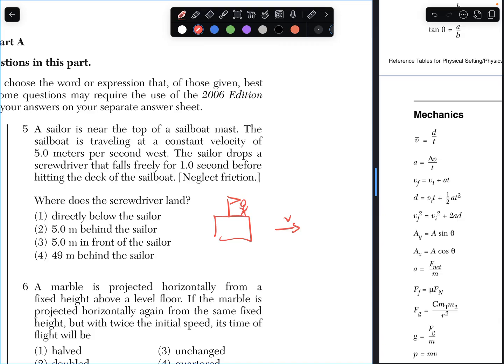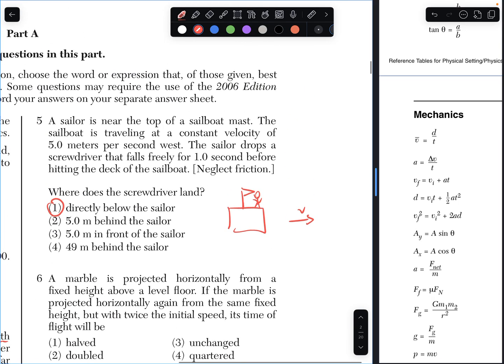Since we're neglecting air friction here, the horizontal distance that it travels should be the same for the sailboat, the sailor, and the screwdriver. So in this case, it would be directly below the sailor, because with respect to each other, there shouldn't be any change in the horizontal distance traveled. And one thing to know is that when we're dealing with projectile motion, like doing stuff off a cliff, just remember the x and y components are independent of each other. So that's also something to know for this.